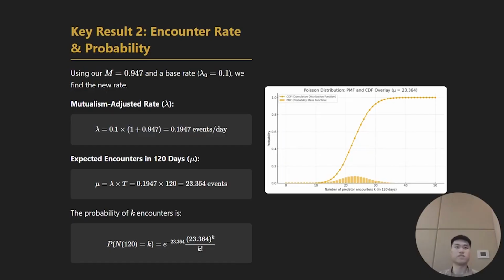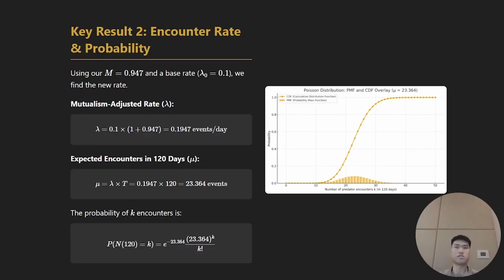encounter rate of 0.1947 events per day. Now, since this migration happened over a 120-day interval, this would mean that we would have to multiply this value by 120 to give us an expected mean of 23.364 predator encounters. Now, the graph here depicts a Poisson distribution where the bars show the probability of exactly k encounters, with the most likely number being 23.